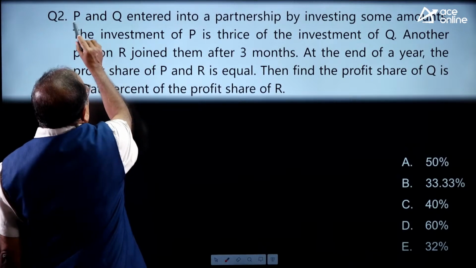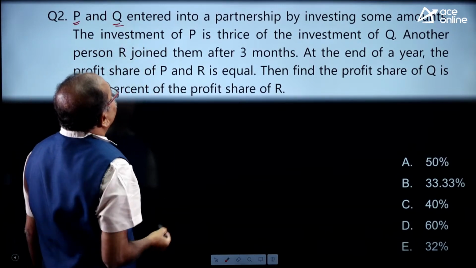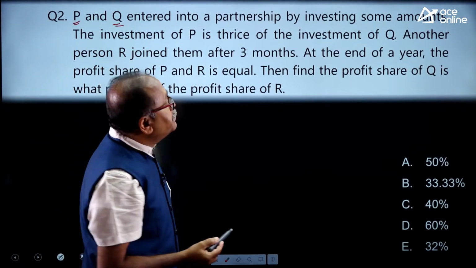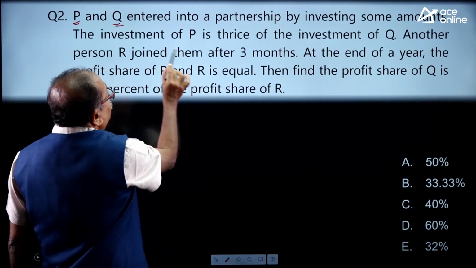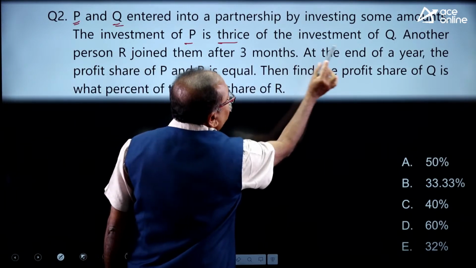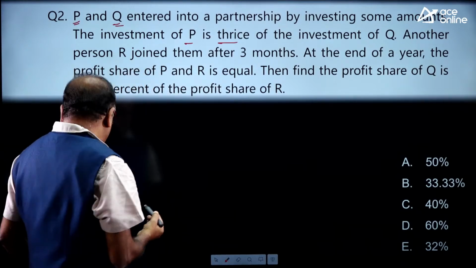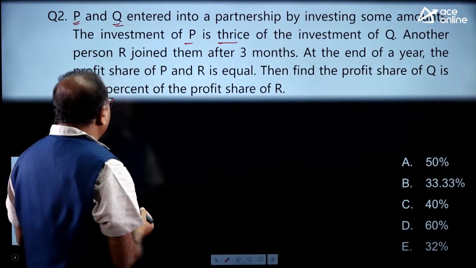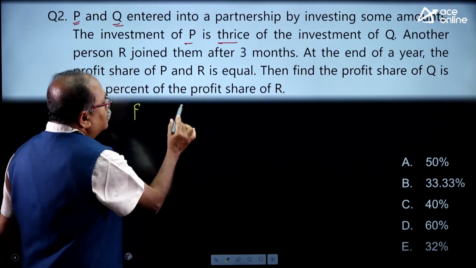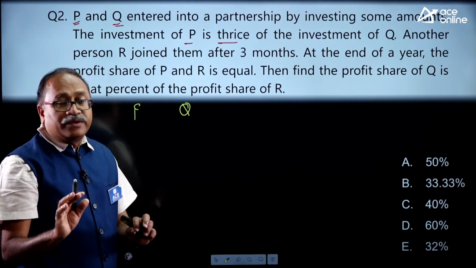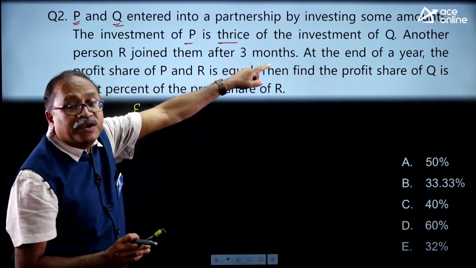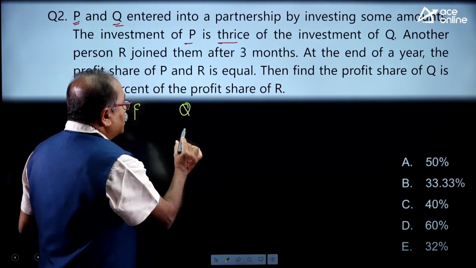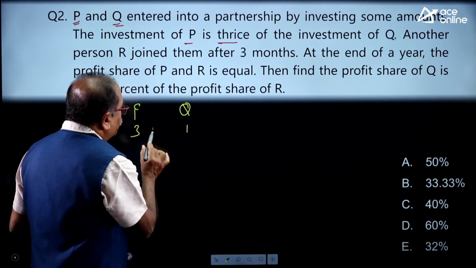What is the question? 2 persons are there. I can see that P and Q enter into a partnership investing some amount. The investment of P is thrice the investment of Q. So I am understanding that their investment ratio is there. P and Q investment ratio, what is that? P is thrice the investment of Q. That means the ratio is 3:1.